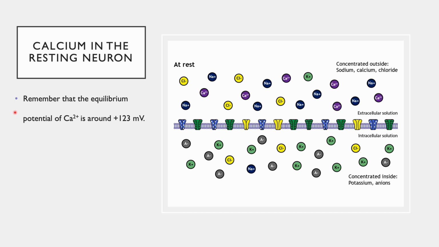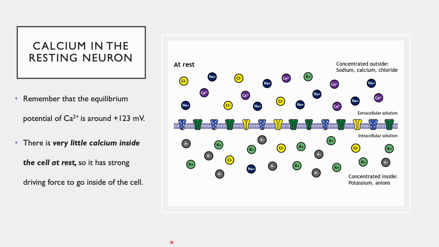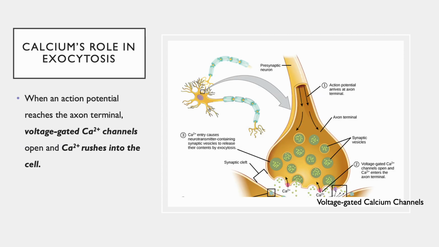Now, we've discussed equilibrium potential in depth before, but we've primarily focused on the equilibrium potential of sodium and potassium. The equilibrium potential of calcium is around 123 millivolts. Thus, there is very little calcium inside of the cell at rest. As you can see, at rest, we only have a few of these purple ions that are calcium. It has a strong driving force to go inside of the cell. Thus, calcium plays an important role in exocytosis.